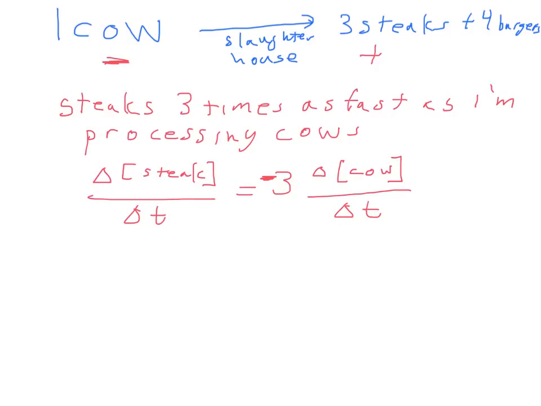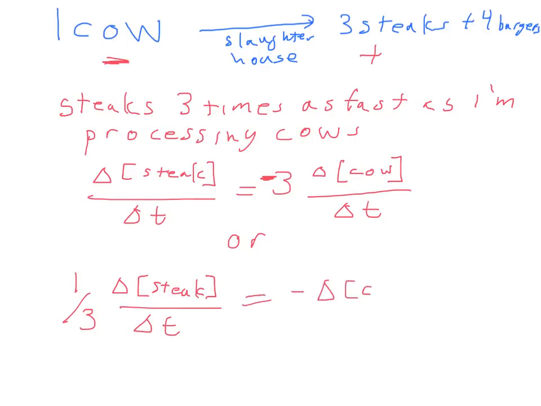Why did I put the negative in front of my cows? By convention, we like to think of speed as being positive. So I generally put the negative in front of the quantity that was going to be negative to make it a positive. And you'll find that convention repeated often. Another way of doing it, it would be equally correct to say 1/3 the change of my steak is equal to the opposite of my changing time of cow.